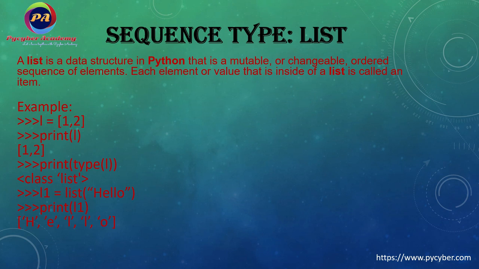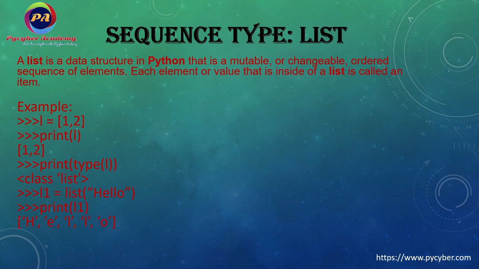The first one is list, and a list is a data structure in Python that is mutable. That means we can change the value after creating that list. It's an ordered sequence of elements. That means when we add values to this, the elements are in an ordered way, so it does not change their positions. Each element or value inside a list is called an item. Sometimes we can say elements as well as item.